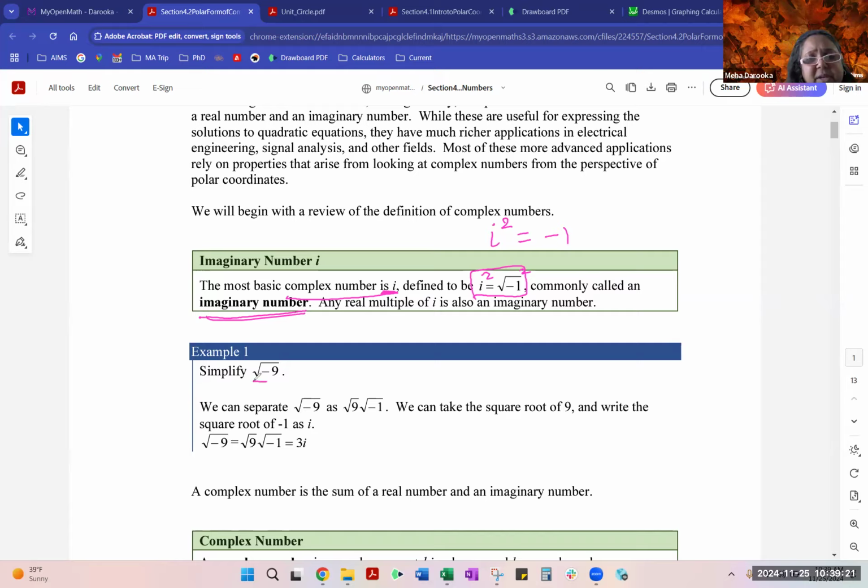Like, look at this example here. We're taking the square root of -9. Now, again, like I said, if you take the square root of any negative number, you're going to run into imaginary numbers at that point.